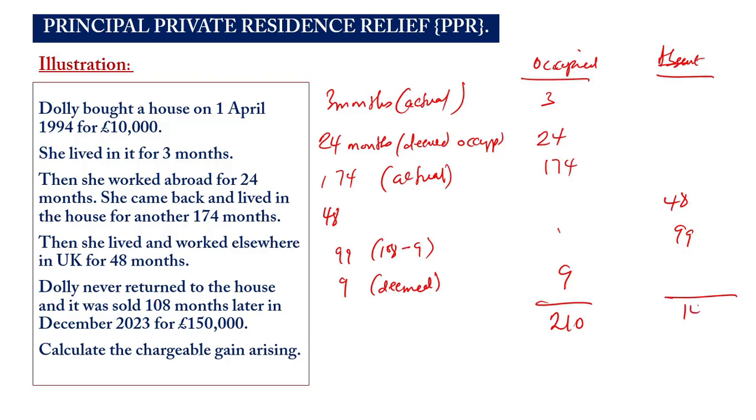Is 147. So the total ownership period is going to give us 357, which is the 210 plus the 147 months.